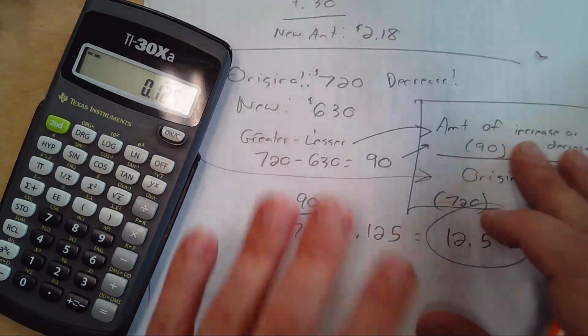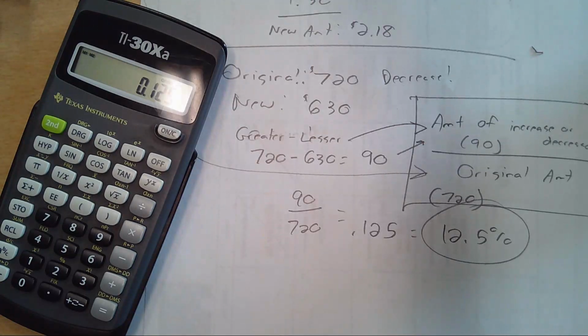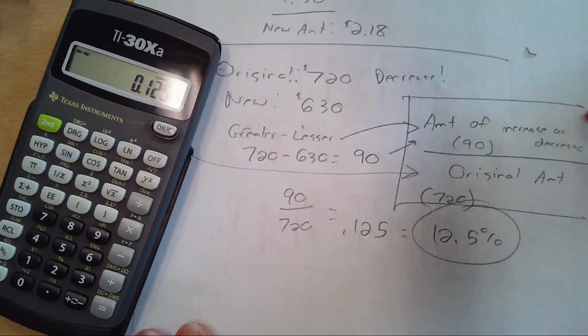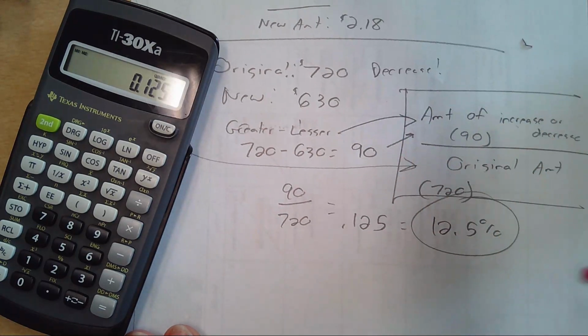So again, kind of like the front page with the increase and decrease, sometimes you have to add, sometimes you have to subtract, but the process won't change. Find the difference between the two numbers, divide by the original, and convert your decimal into a percent.